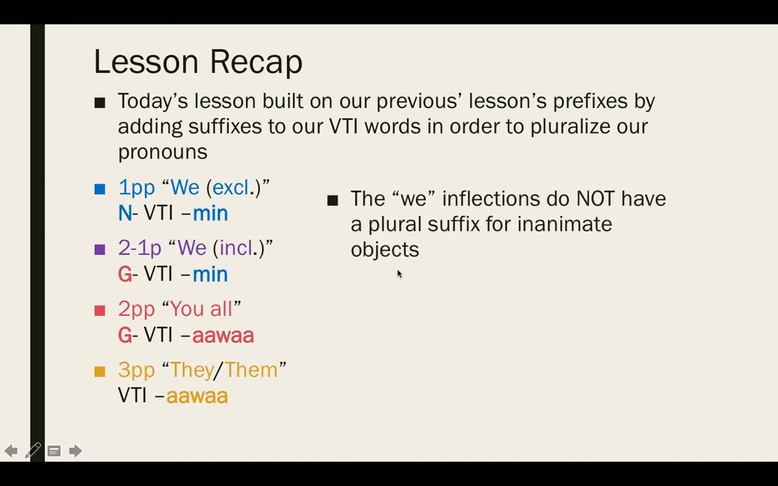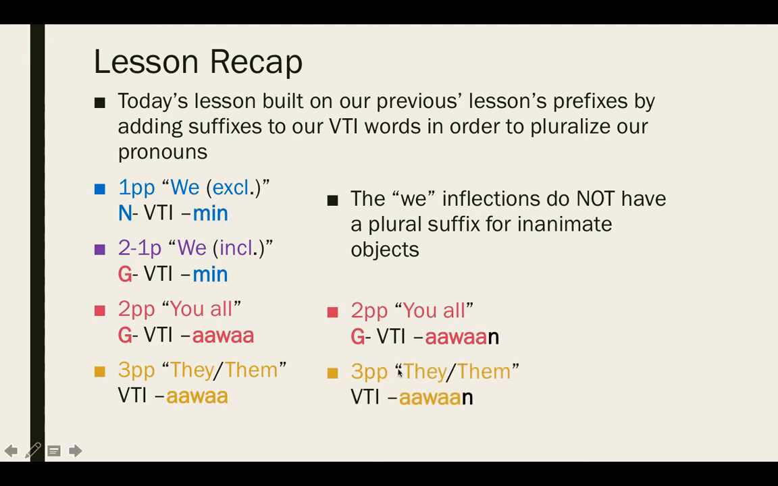So the we inflections don't have a plural suffix for the inanimate objects. So second person plural, if you all were doing an action to something pluralized, it would be ge, VTI-aawaan. And then if a group of people were doing an action to a bunch of inanimate objects, third person plural, they or them, they would have the suffix aawaan at the end.